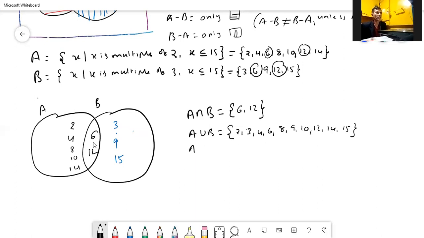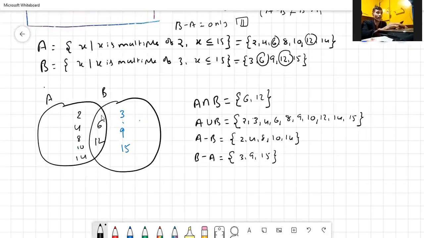Before that, A minus B, everything will finish. Elements in A only. Thus, they are 2, 4, 8, 10, 14. You can write the definition also: element X belongs to A and X does not belong to B. Here X belongs to B and X does not belong to A. Multiples of 3 but not 2: 3, 9, 15. Here we can deduce one important formula.